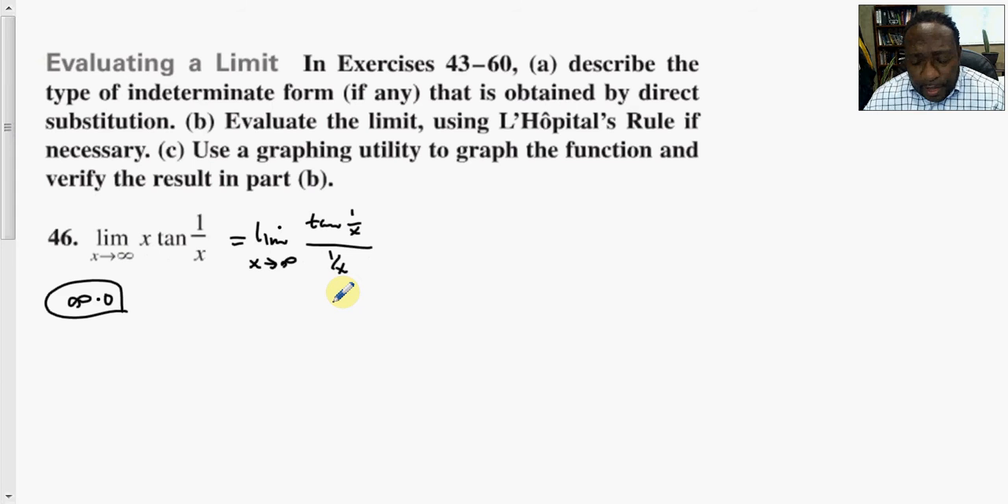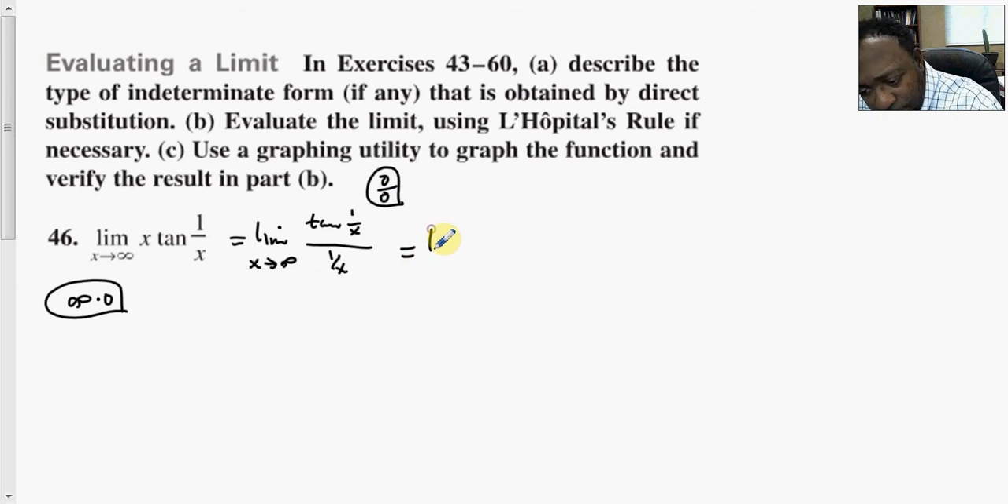Well, if you check that again, this is the tangent of 1 over x as x goes to infinity. This is the tangent of 0. So the tangent of 0 gives us 0. And this here is 1 over x as x goes to infinity. That gives us 0. So here we get 0 divided by 0. Again, it's indeterminate form. And so if that's the case, then we can take the derivative of the numerator and the derivative of our denominator.